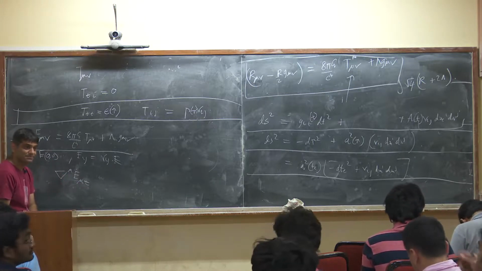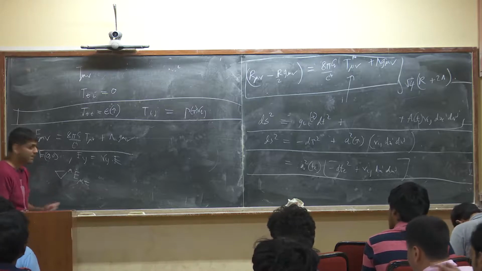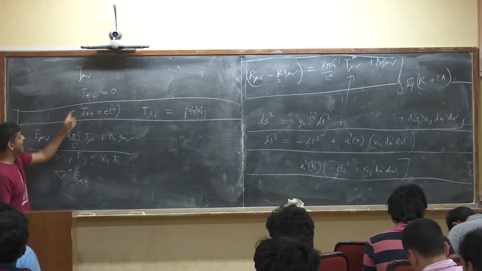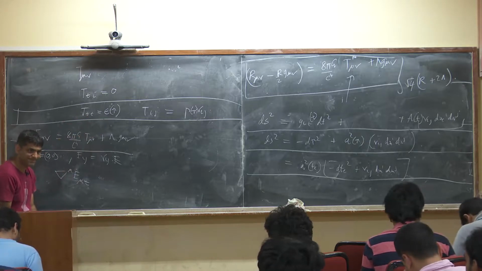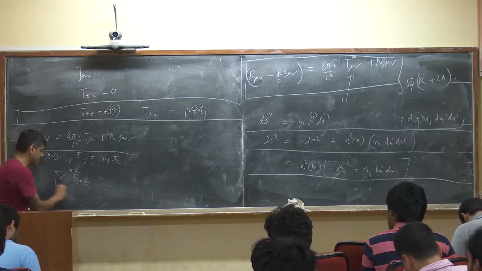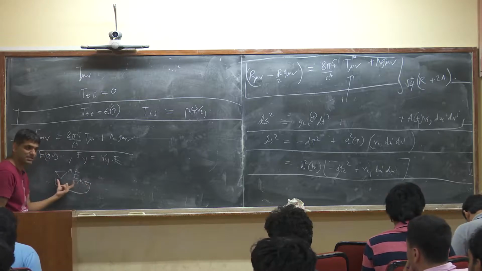Sir, can you explain the last slide? This last line? You see, if the stress tensor is conserved, then this thing here is an identity. This is the Bianchi identity.